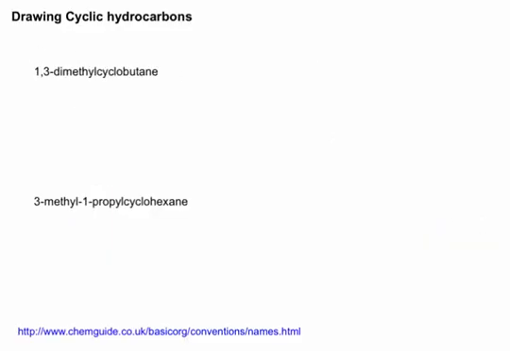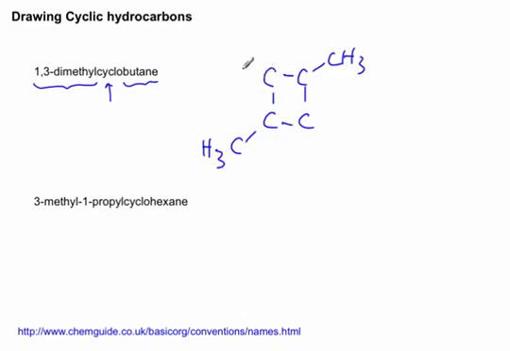Drawing cyclic hydrocarbons, then, it's all in the name. So here we have where our branches are. We have 2 methyl branches on carbon 1 and carbon 3. It's cyclic. So it's a ring, and there's the length of our ring, butane, 4. So 1, 2, 3, 4. There's my cyclobutane ring. Carbon 1 is a methyl branch. Carbon 3 is a methyl branch. And I would attach hydrogens to satisfy the carbon bonding. And there's my diagram of 1,3-dimethyl cyclobutane.